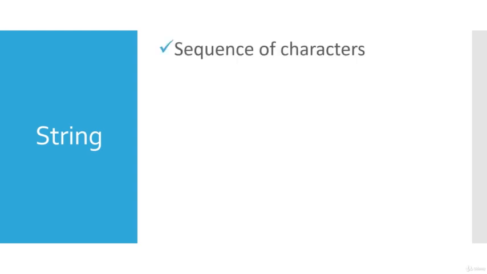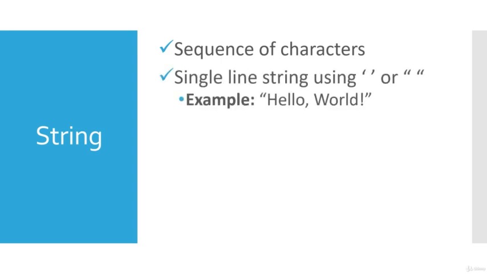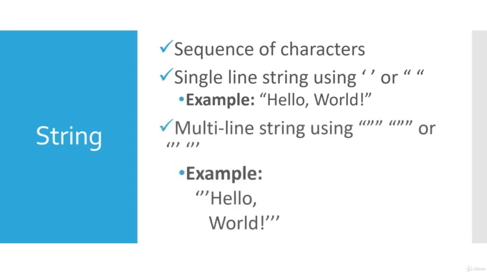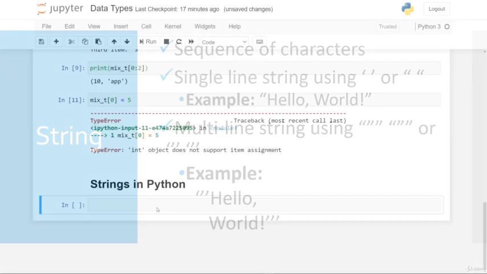A string in general is a sequence of characters, and you can use either single quotes or double quotes to represent string data types. This is for the single line string. But for multi-line strings you can use triple quotes. Let's see this in action.